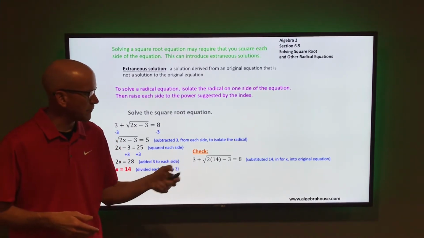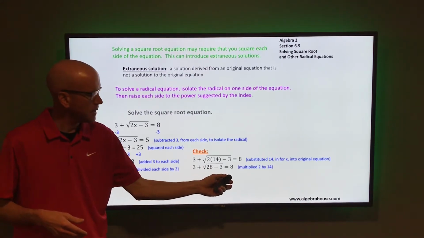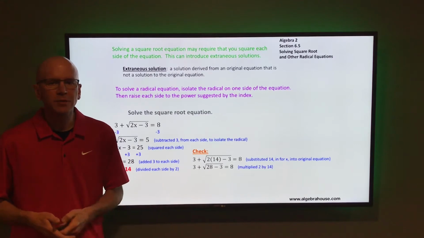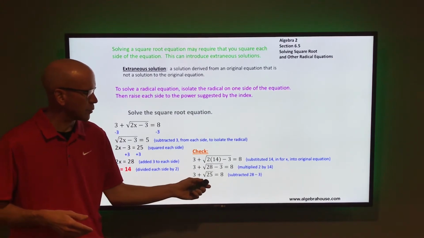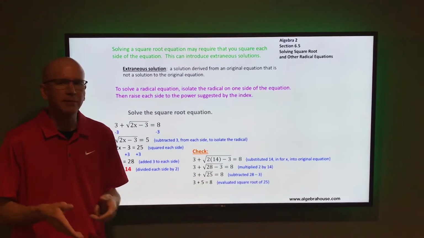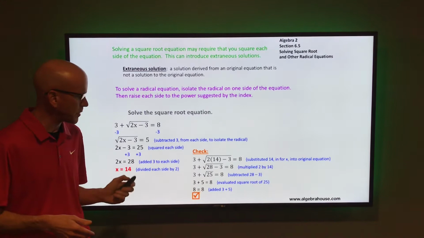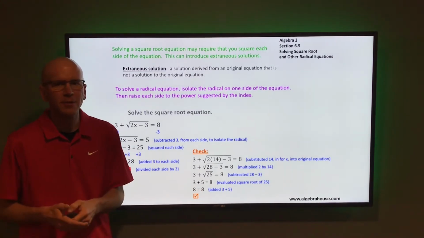So multiply 2 by 14, that is 28. So 3 plus the square root of 28 minus 3 equals 8. Well, 28 minus 3 is 25, so it'd be 3 plus the square root of 25 equals 8. And the square root of 25 is 5. 3 plus 5 equals 8. That's a true statement. 8 equals 8. That means 14 is a solution to that equation.